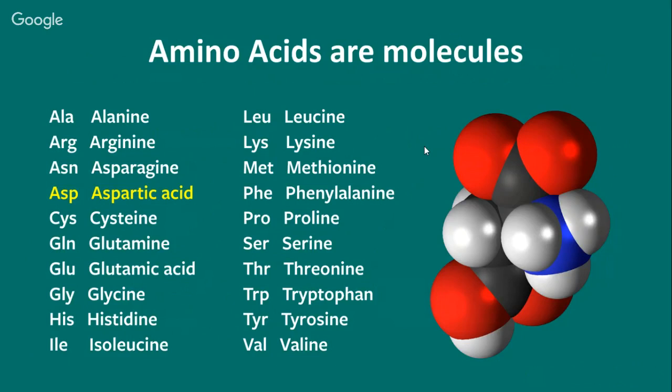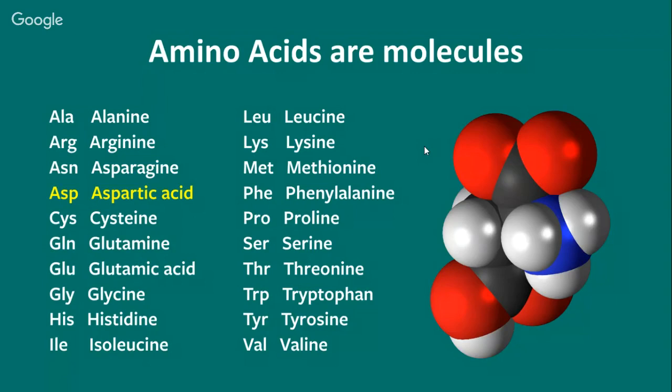But a lot of times, if you look at the genetic code, you're going to see letters representing these amino acids. So ASP is the thing that you'll see scientists use in their code charts when they're writing about the genetic code. You'll see that they use ASP for aspartic acid, but that just represents this molecule right here. So ASP represents this molecule.